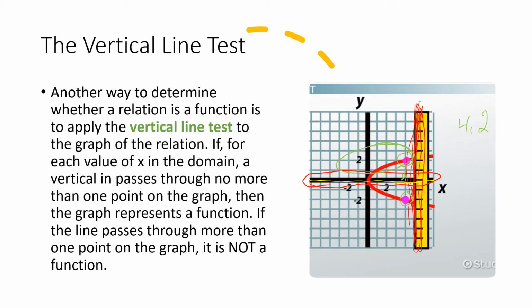Let's try a different color. That green is losing us. Yeah, here we go. Right, so this point here is 4, 2, and this point here is 4, negative 2. And since we have two 4s in our relation in x, we know this is not a function.